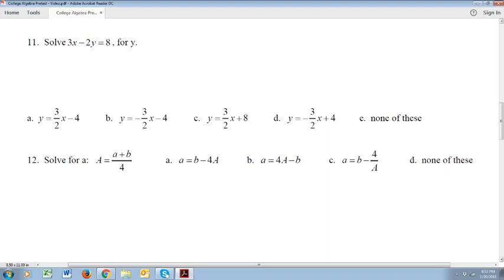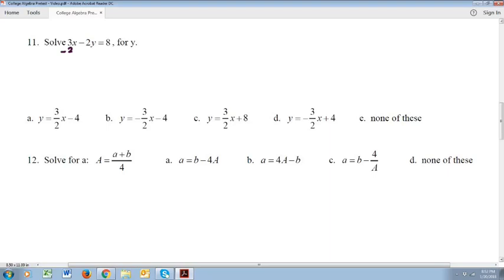Number 11, we're trying to solve for y. What we're really doing is rearranging this equation so that it's solved for y. Right now it's not solved for any letter. And we do this because sometimes we want our equations to be in a different form. Like if I was trying to graph this line, it would be easier if this line were in slope-intercept form, and I'd want to solve for y. So let's go ahead and do that.